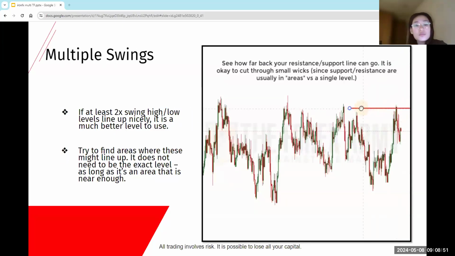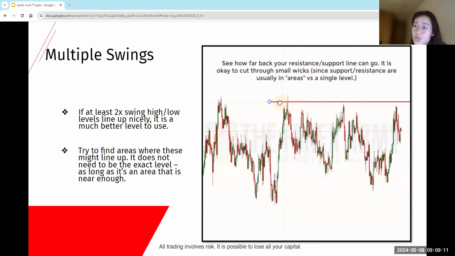Okay, so multiple swings. So if at least two swing high and low levels line up nicely, it's a much better level to use as your support or resistance. So we want to try to find areas where these might line up. So it doesn't have to be at the exact level as long as it's an area that is good enough.